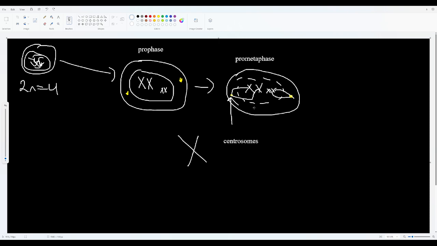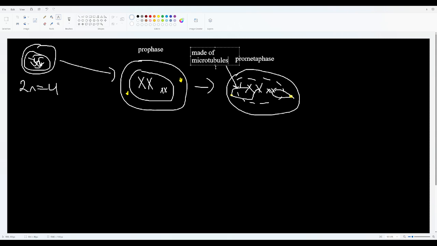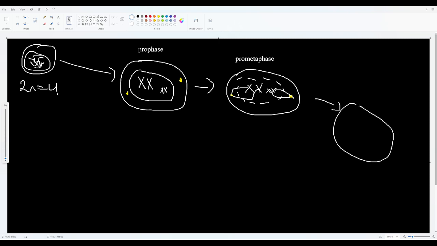So these spindle fibers originate from the centrosome, and they are made of microtubules. Make a note of that: the spindles are made of microtubules, and they originate from the centrosome. So that's what happens during prometaphase. And then metaphase, it's all pretty straightforward from here, or at least it is to me because I've been teaching this for a little over a year now.